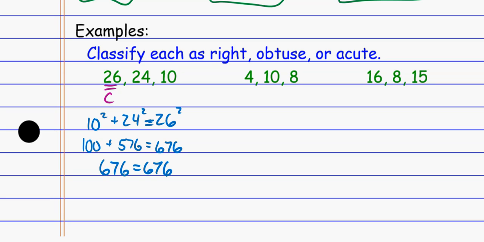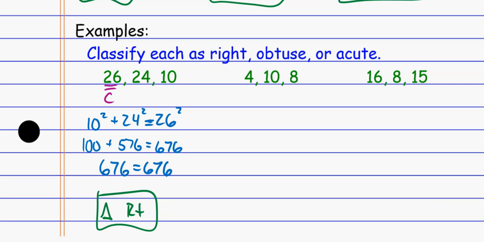Since those are the same, the Pythagorean theorem works, meaning that this thing is a right triangle. So I can classify this as a right triangle based on the fact that the hypotenuse side was the same as the other side when I did my Pythagorean theorem. So this one is a right triangle.